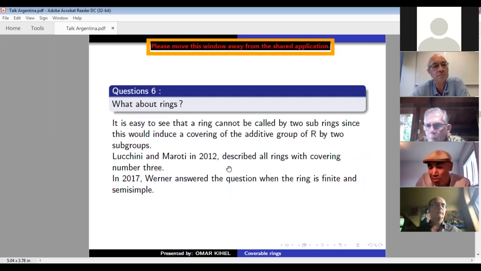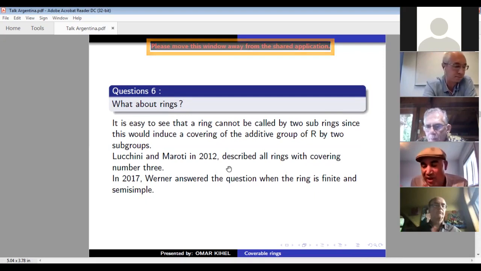If R is a group, the additive group, you cannot write it as a union of proper subgroups, so then you stop. There is no hope to write it as a union of proper subgroups. But what if you can? You know that you can write it as groups. So what happened as rings?